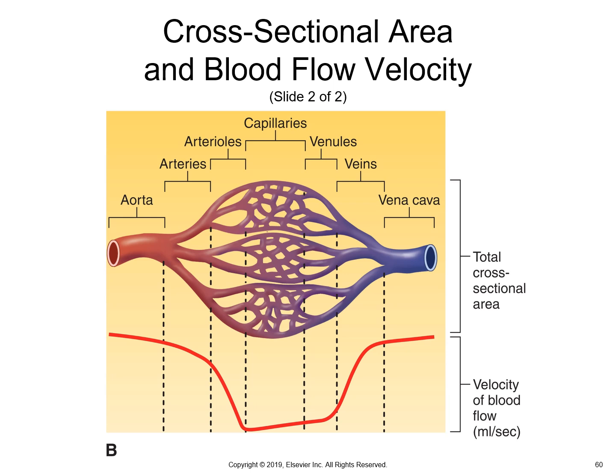This diagram just expands on the previous slide that we looked at by showing us the relationship between the blood vessel types, the cross-sectional area, and also the blood flow velocity in our circulatory system. The top portion of the chart shows us the different types of blood vessels: aorta, arteries, arterioles, capillaries, venules, veins, and vena cava. The yellow background represents the total cross-sectional area of these blood vessels, and the red line at the bottom represents the velocity of the blood flow in milliliters per second through each vessel type.